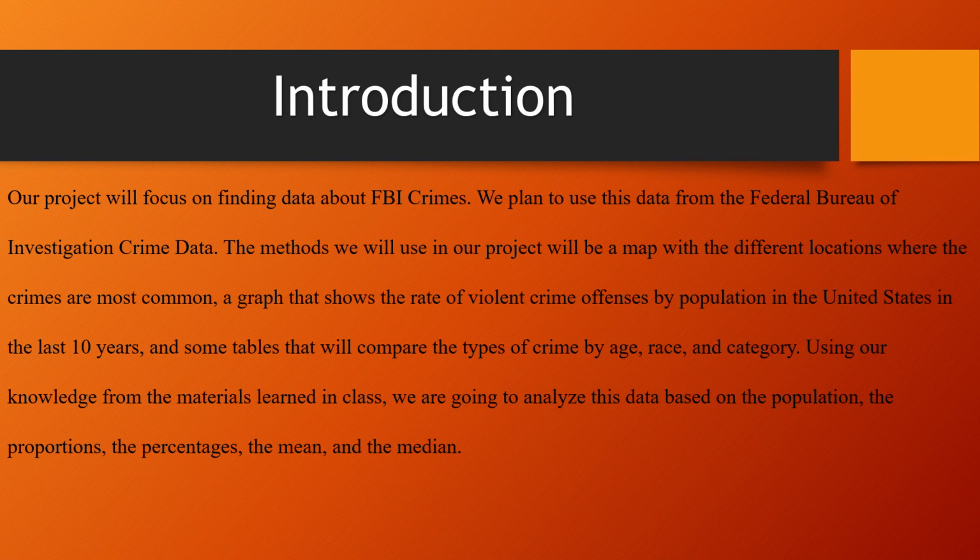The methods we will use in our project will be a map with the different locations where the crimes are most common, a graph that shows the rate of violent crime offenses by population in the United States in the last 10 years, and some tables that will compare the types of crime by age, race, and category. Some questions we will answer will be how crime has been extended in the last years, what regions have contained the highest level of crime, and what types of crimes are most frequent.